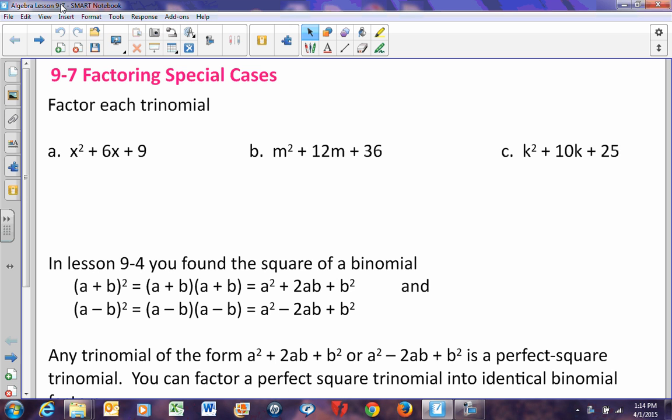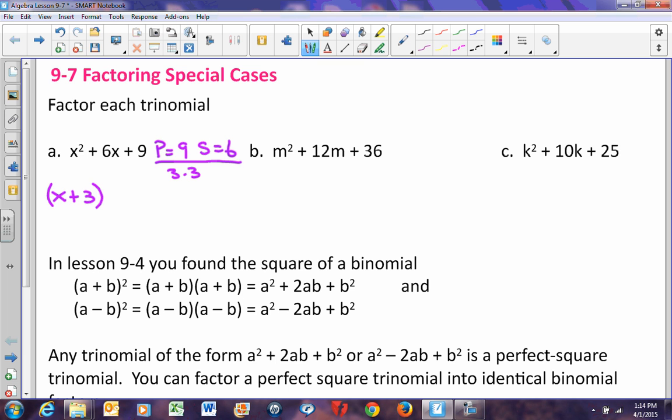Let's take a look at the first couple of examples here. If I have x squared plus 6x plus 9, I need a product of 9 and a sum of 6. I'm thinking 3 plus 3. That works. 3 times 3 is 9, and 3 plus 3 is 6. That gives me x plus 3 times x plus 3, or I could rewrite this as x plus 3 quantity squared.